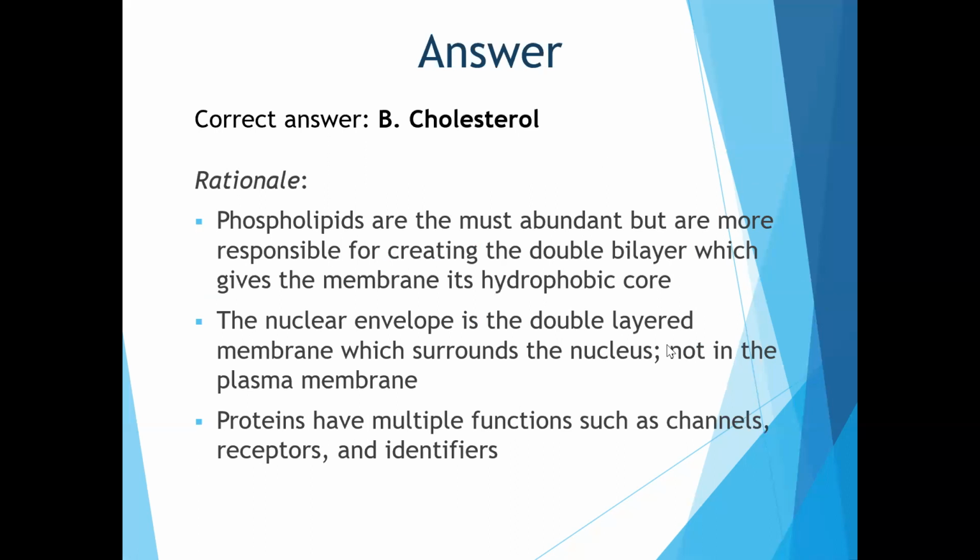The nuclear envelope is that membrane that surrounds the nucleus, so that's actually not in the plasma membrane, even though it has a similar function just for the nucleus. And then proteins we also see within the plasma membrane, but they are used for channels, receptors, and identification. So they're very important, but not for stiffness and strength. So cholesterol gives it stiffness and strength.